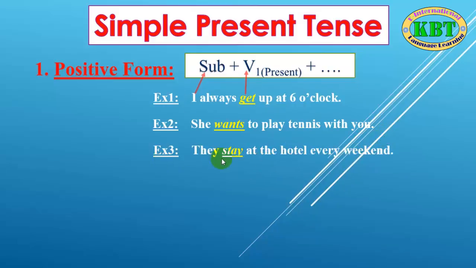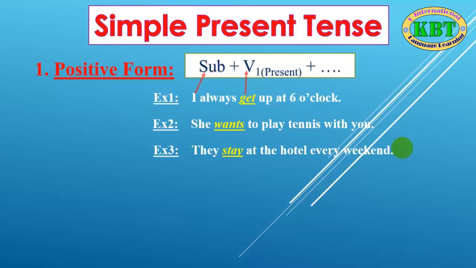They stay at the hotel every weekend. So they is the subject, and stay is verb 1 or verb in present. They here is third person also, but it is plural, not singular, right? So that's all for example number 3. So let's go to number 2.